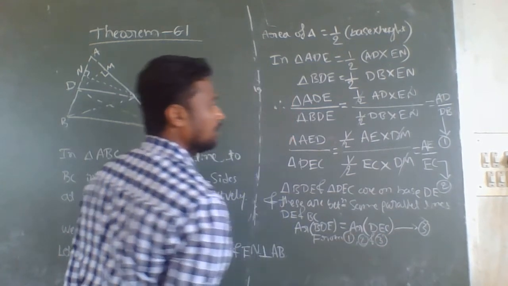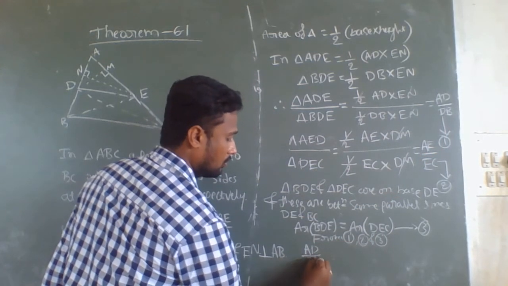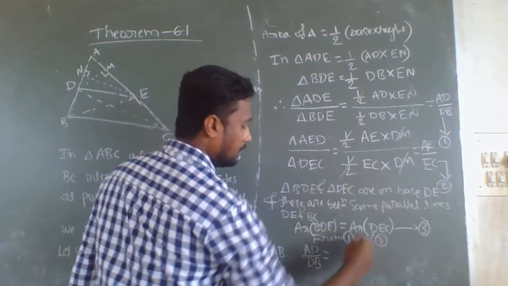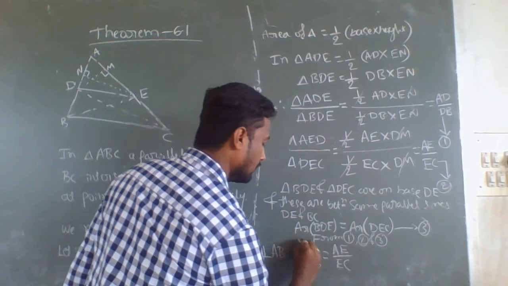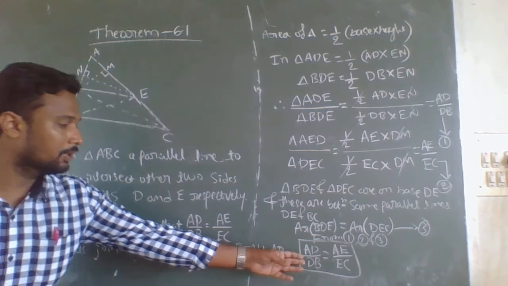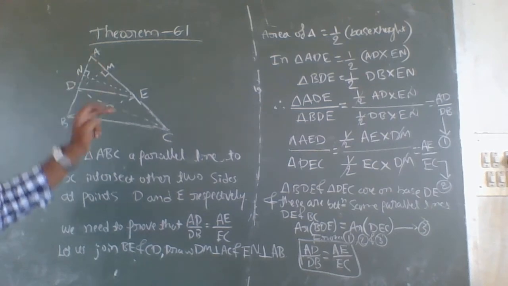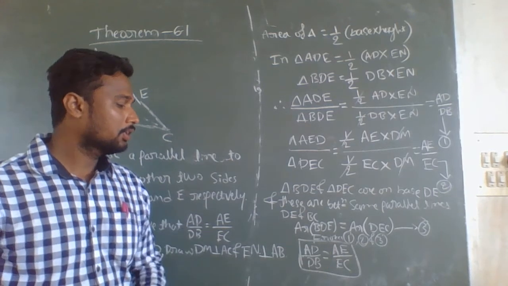So here from 1, 2 and 3, what you can write? AD by DB is equal to AE by EC. So here we proved AD by DB is equal to AE by EC. Therefore, sides are divided in the same ratio. These sides AB and AC are divided in the same ratio because AD by DB is equal to AE by EC.